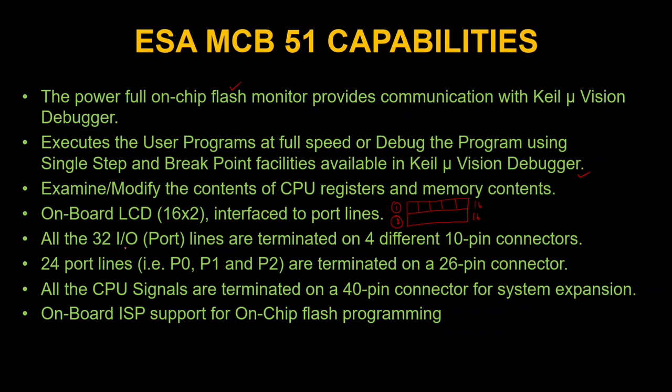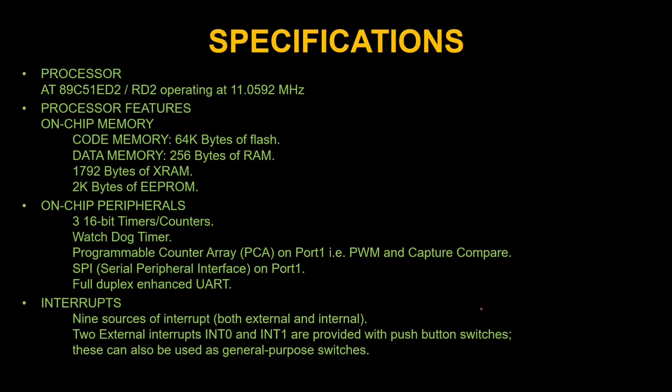After that, we have 32 input-output port lines terminated at 4 different 10-pin connectors. We will see this while we move into the diagrammatic explanation. The ones we will use are port 0, port 1 and port 2 only. The other ports we can't use, because they are already being used for some other purpose. CPU signals are available on a 40-pin connector. We also have on-chip ISP support, that is, on-chip flash programming. We will see all these things when you get into programming also.